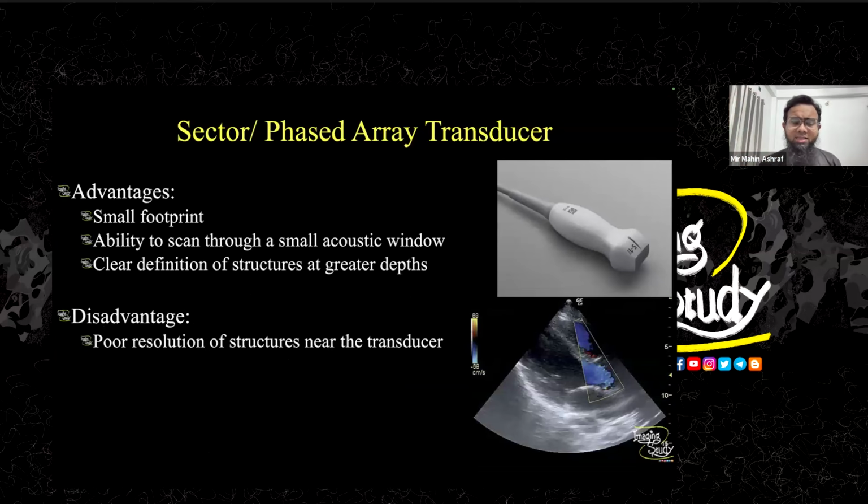Okay, so the sector transducer has a very big advantage of having a very small footprint, and it can put the sound through a very small orifice, which is a very big benefit, especially if you're doing cardiac ultrasound or transcranial ultrasound. But the main disadvantage is that it is a low frequency transducer, and obviously it has a poor resolution in comparison to other transducers. And also, if you want to see the superficial structures, obviously this transducer is not the good one.